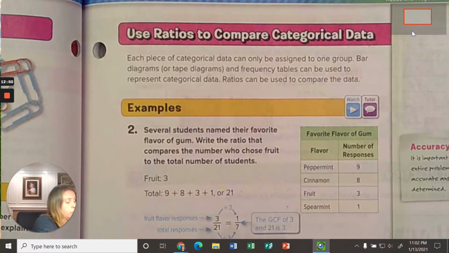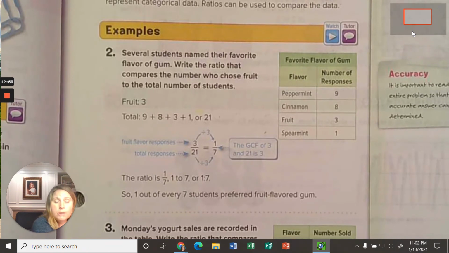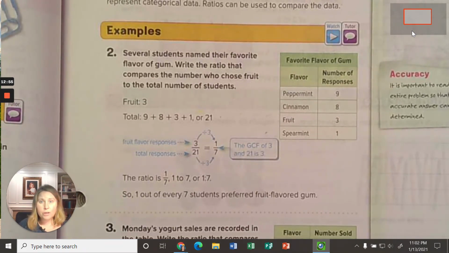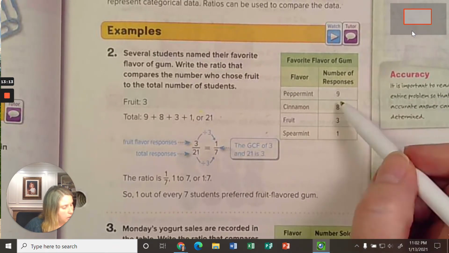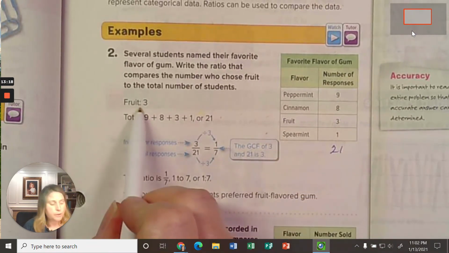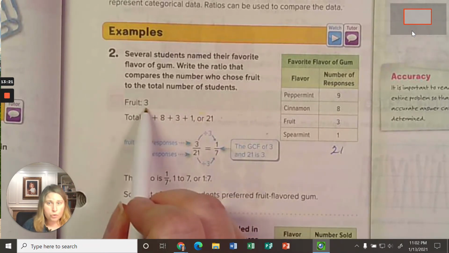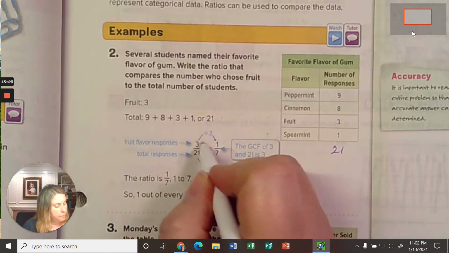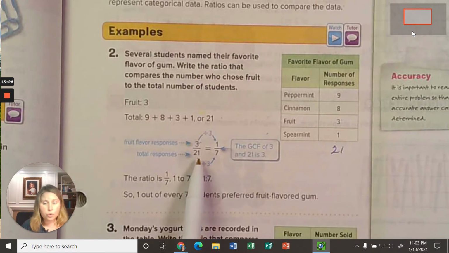So example 2. This is the frequency table with students who name their favorite types of gum. Several students named their favorite flavor of gum. Write the ratio that compares the number who chose fruit to the number of students. So 3 people chose fruit, and then we want to get the total number of students. When we add these all up together, we have 21 as our total. So the number of students who chose fruit was 3 over the total number of students, 21.